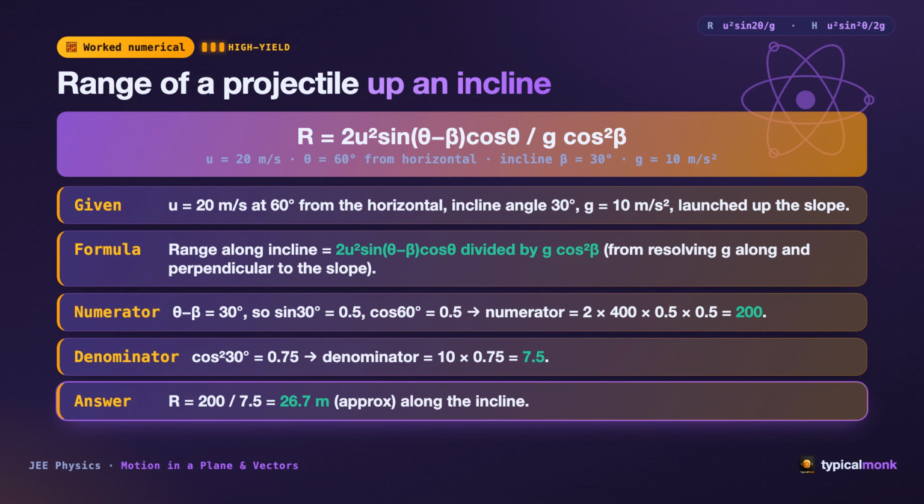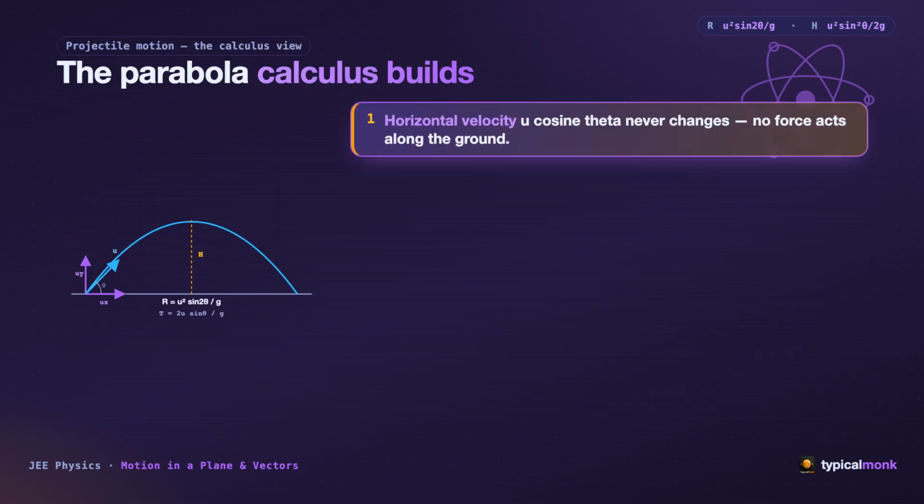And notice the method. Given formula, numerator, denominator, answer. The same 4 moves solve every incline projectile G can ask. Now, the projectile itself builds the calculus way, not just quoted.